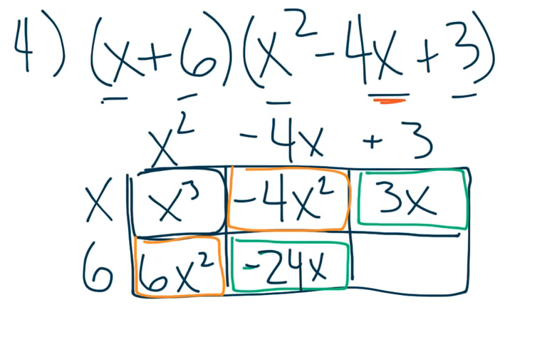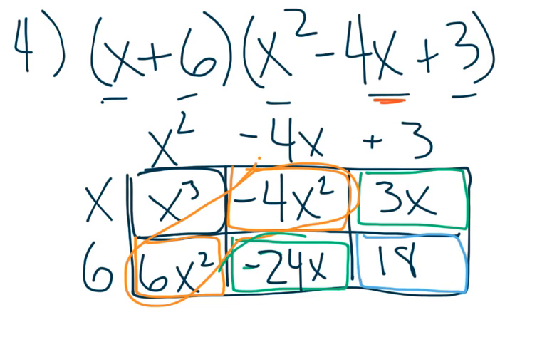And in this last box, we are going to multiply 3 times 6, so that's 18. The reason I color-coded this is because you can see that these are like terms. The yellow, you have x squared and x squared, and the green, you have x and x. So you can combine that.